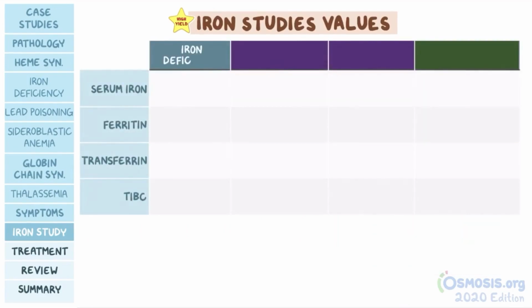Now, in iron deficiency, there's low serum iron, so there's nothing to store, meaning low ferritin. Now remember that ferritin is an acute phase reactant, so it could be elevated during infections and chronic illnesses. The liver makes more transferrin since the body wants to shuttle as much of the available iron as possible, and since there's so little iron, the TIBC is increased.